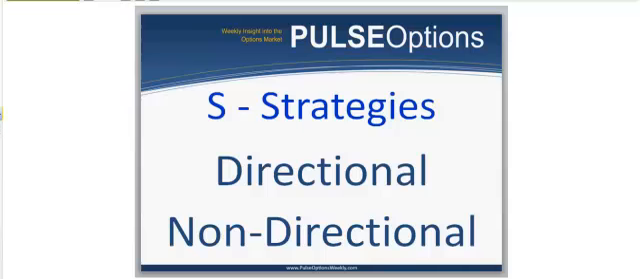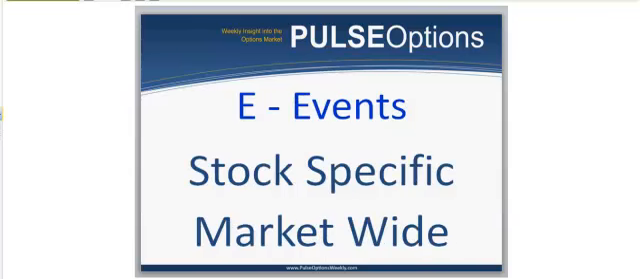If you're not sure which direction it's going to move, whether it's going up or down, it doesn't really matter, because with options, we have strategies where we just want the stock to move more than it normally does, right? And typically what makes a stock move more than it normally does might be an event, right? And our event might be stock specific, again, an earnings release, or it might be a market-wide event, right? So E is event.